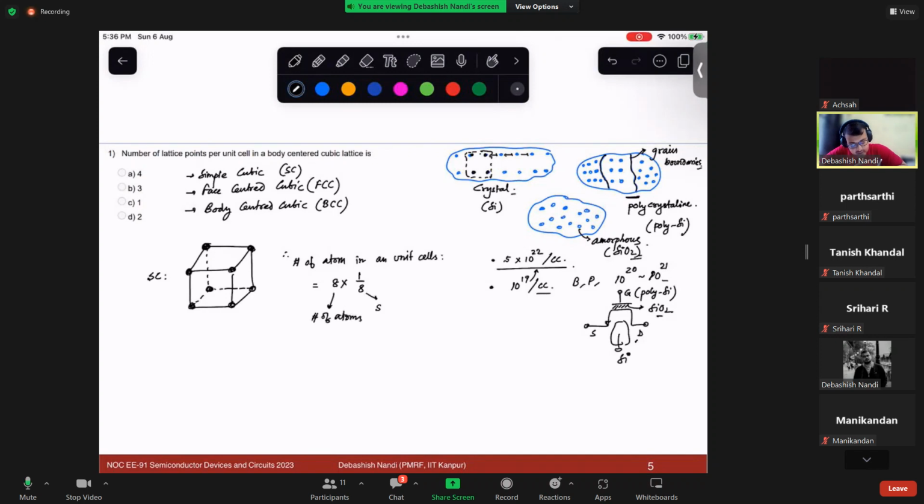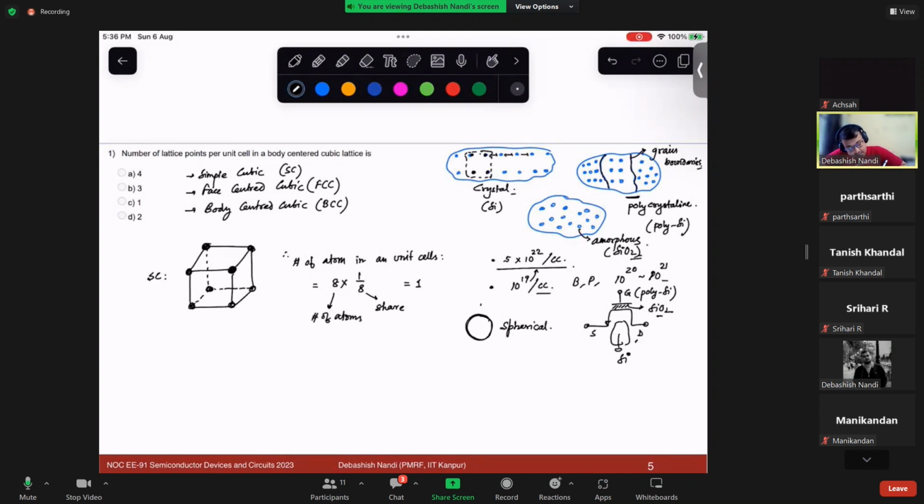I just wanted to ask, does anyone have an issue with visualizing that one atom is shared between 8 other cubes? If you have that doubt, please tell me at this point only. Yes, sir, I have. Okay, you have the visualization issue, right? So you see that this is a ball, right? These atoms are spherical in nature.